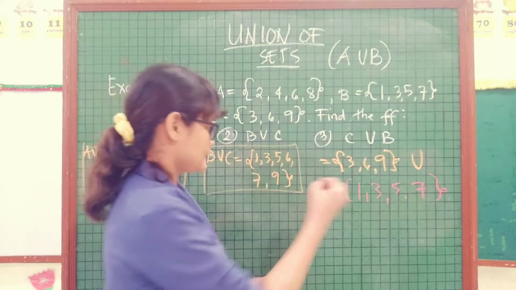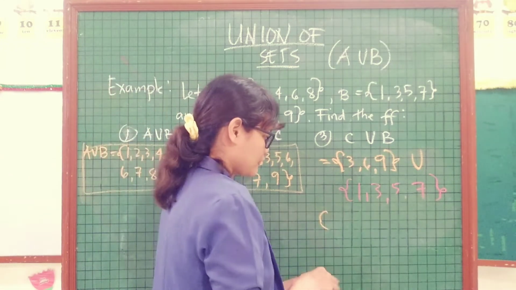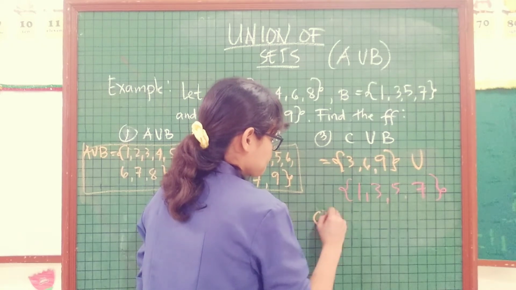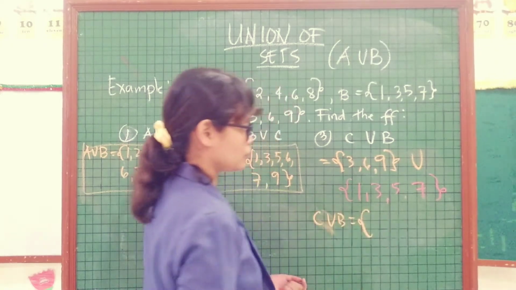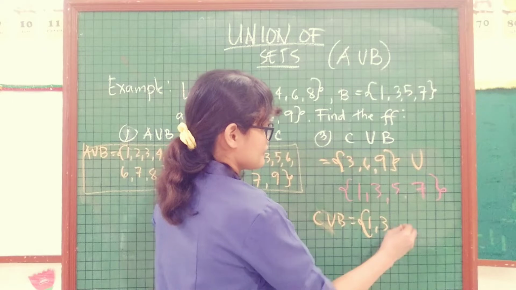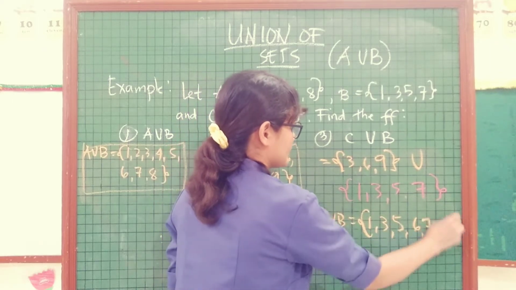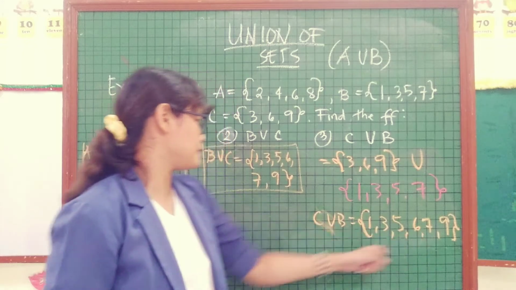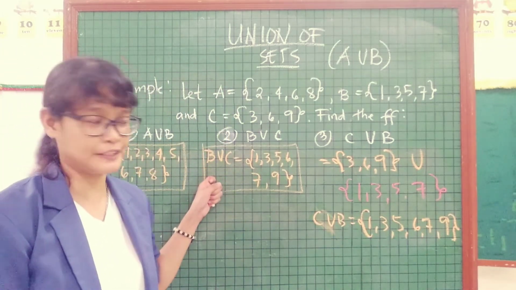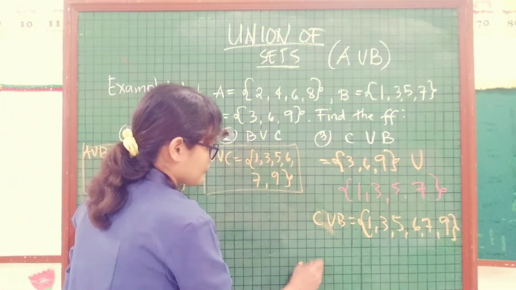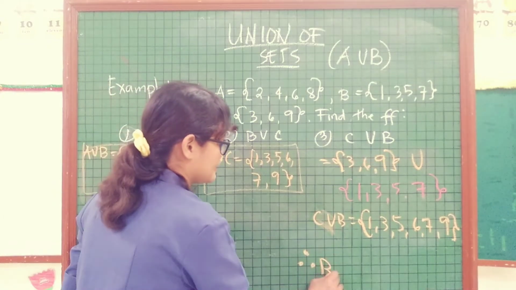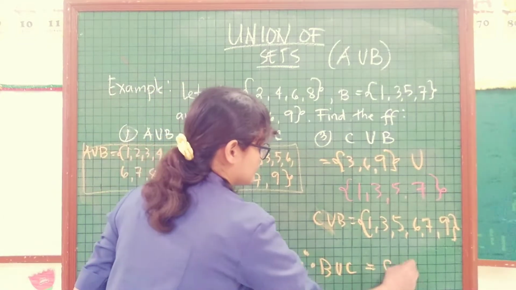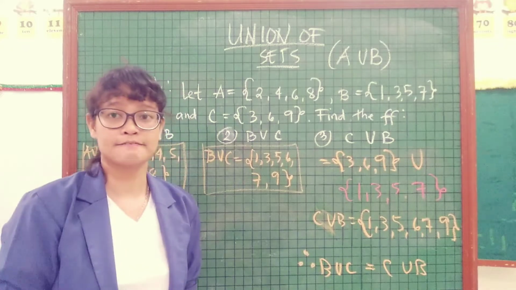Therefore, C union B is simply equal to 1, 3, 5, 6, 7, and 9. And apparently, these elements of C union B are just the same as B union C. So therefore, we can conclude that B union C is just equal to C union B.